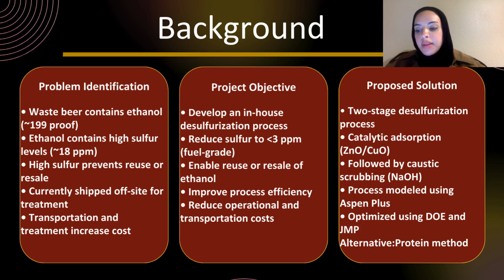The main problem is that the presence of sulfur prevents the ethanol from being used as a valuable product. This creates both an economic and operational challenge, since Anheuser-Busch is not fully utilizing a potentially profitable byproduct. Therefore, the goal of this project is to develop a process that reduces sulfur concentration to below 1 to 3 ppm, allowing the ethanol to meet fuel-grade specification and be reused or sold.